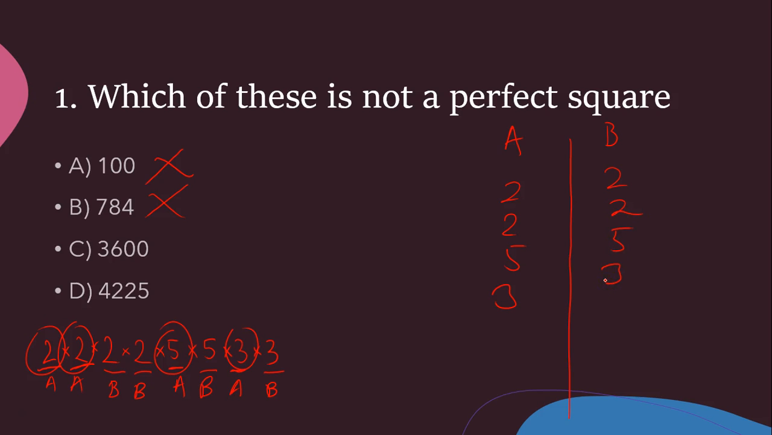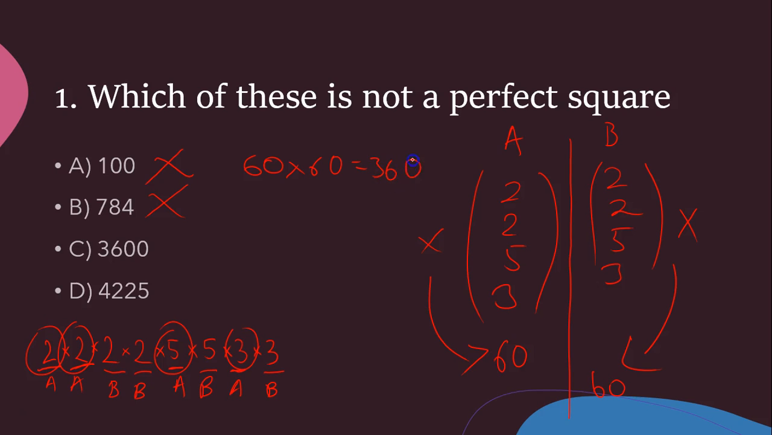Well, when we multiply this all, what does it equal? Well, I know 2 times 2 is 4, 4 times 5 is 20, 20 times 3 is 60, so 60. And then this multiplied is also 60, so I can say 60 times 60 equals 3,600, which means, because these are the same, 3,600 is a perfect square. So this is also not the answer.